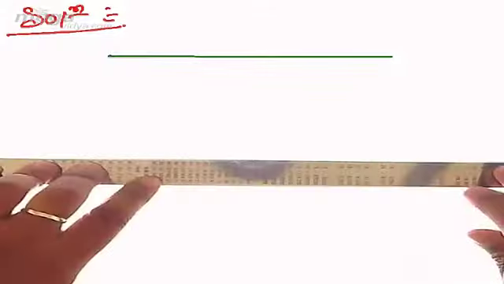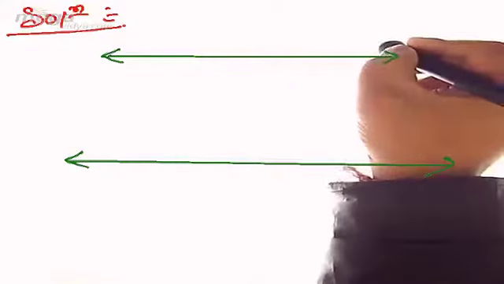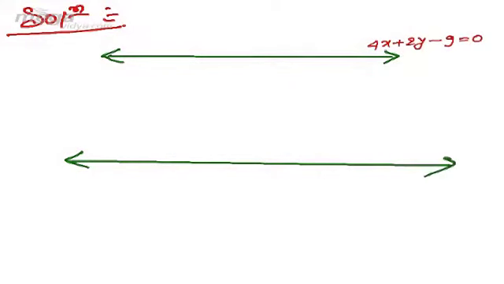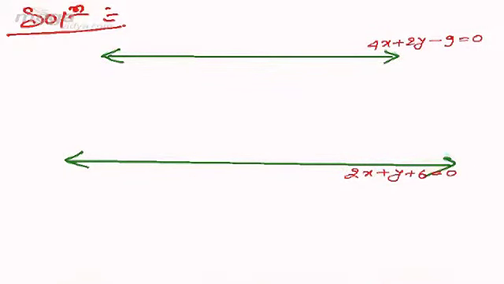So student, first of all, I am drawing the figure. See, you have two parallel lines. One is this and one is this. Suppose this is your first line, which is 4x plus 2y equal to 9. This is the second line, which is 2x plus y plus 6 equal to 0.